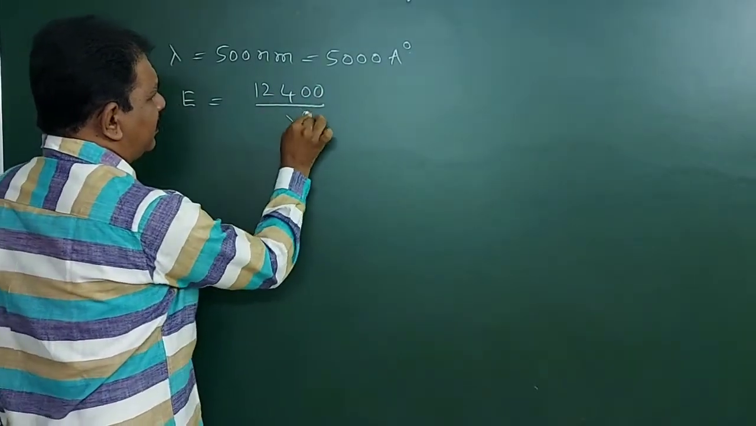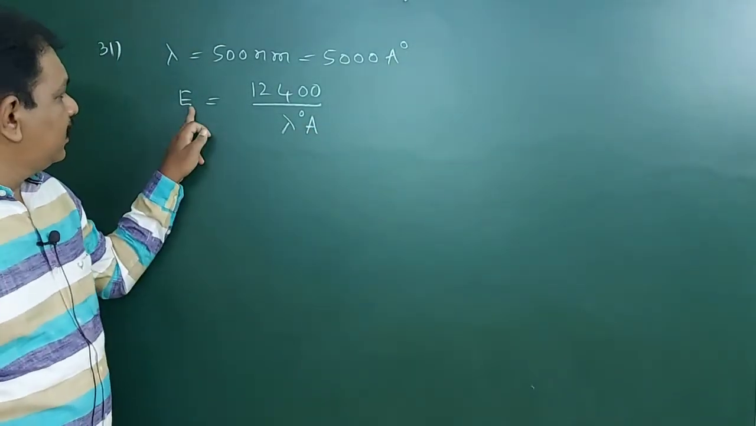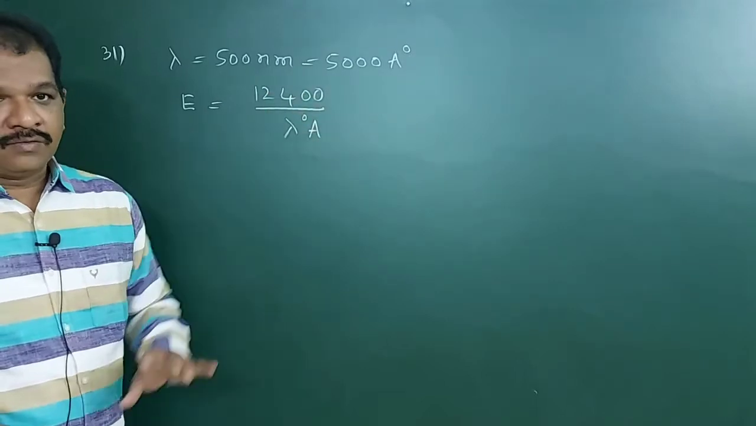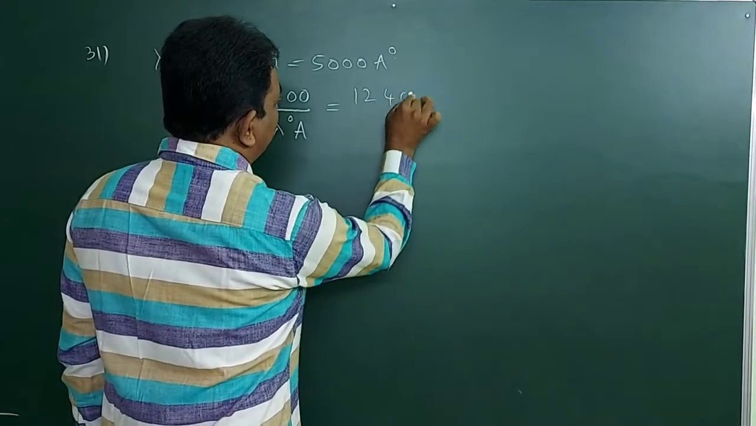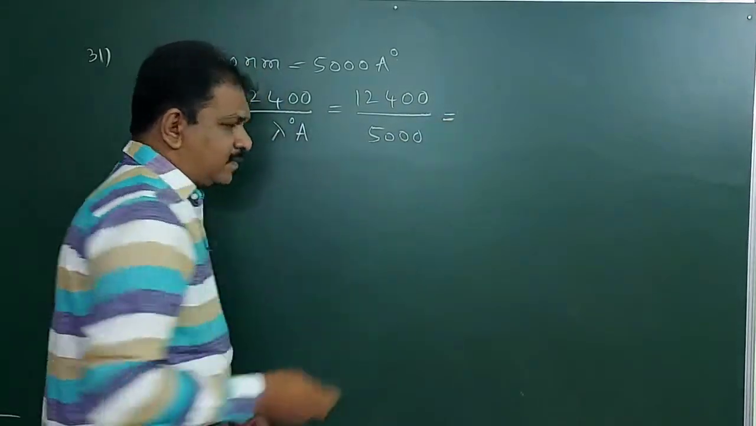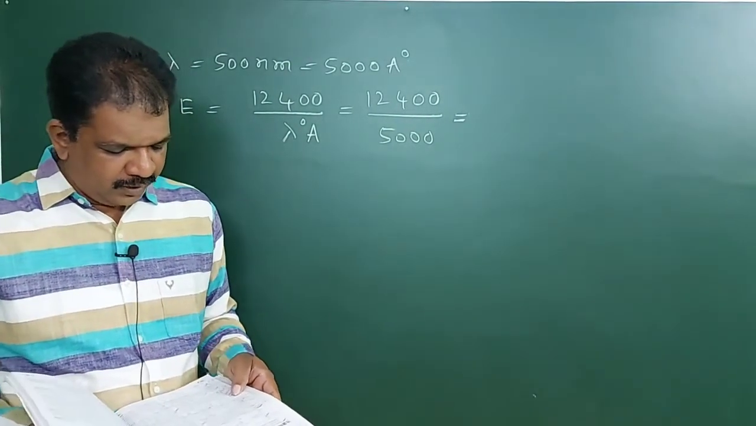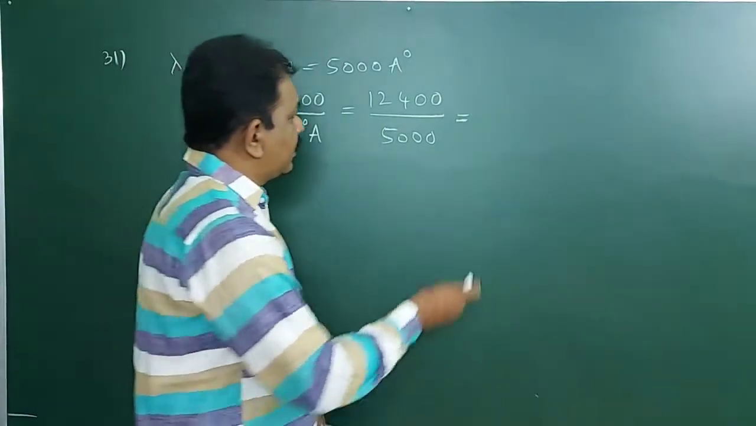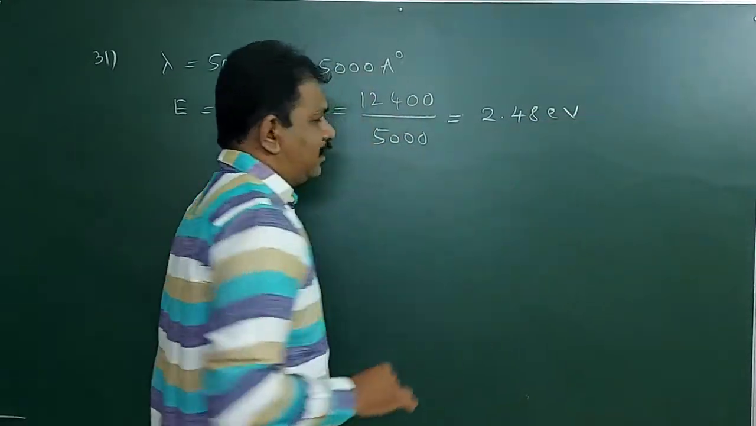12,400 by lambda. Here lambda should be in angstrom unit. Then energy will come in electron volt. That is the shortcut. So 12,400 by 5,000. We will get this value as, if you calculate, 2.48 electron volt. This is the incident energy.